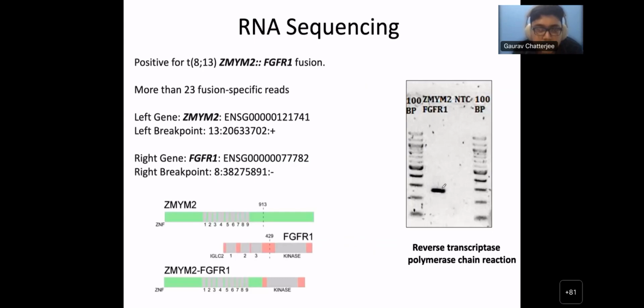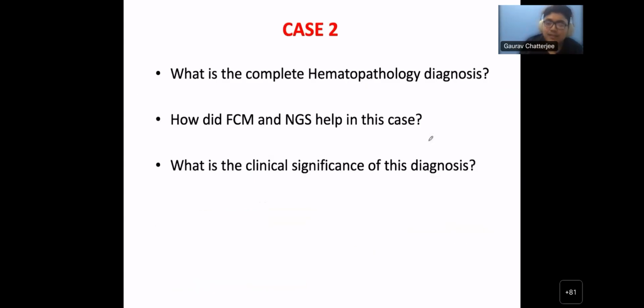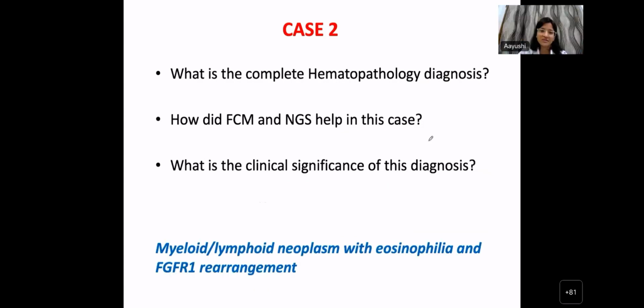So this indicates that this fusion has taken place, this ZMYM2-FGFR1. So then now what is the final diagnosis in this case? Ayushi: Sir, it is myeloid lymphoid neoplasm with FGFR1 rearrangement, along with the eosinophilia. Very good. So that's the diagnosis.